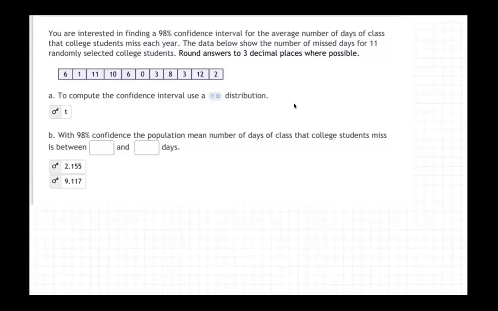In this example, you're interested in finding a 98% confidence interval for the average number of days of class that college students miss each year. The data below show the number of missed days for the 11 randomly selected college students. Round your answers to 3 decimal places where possible.